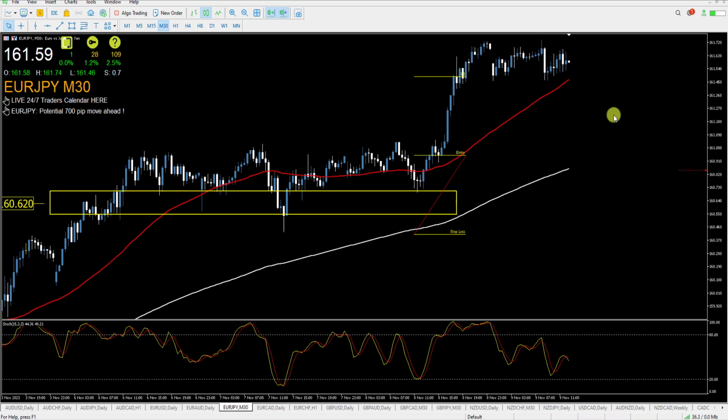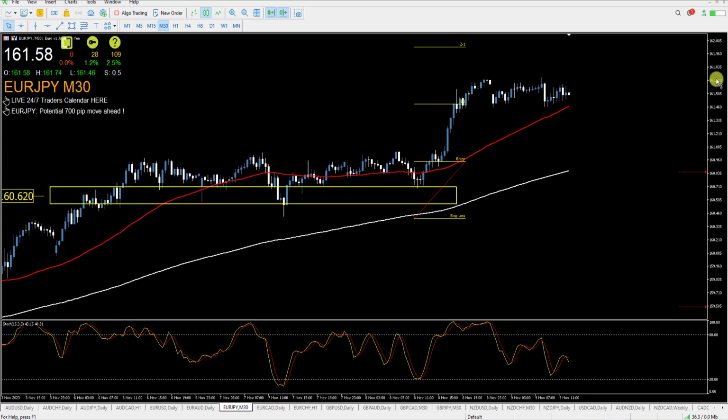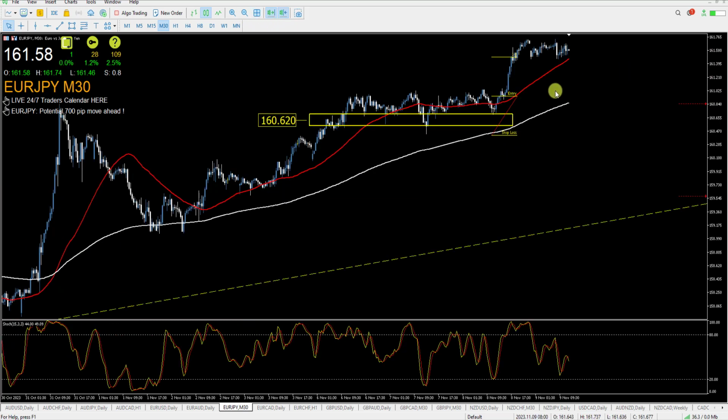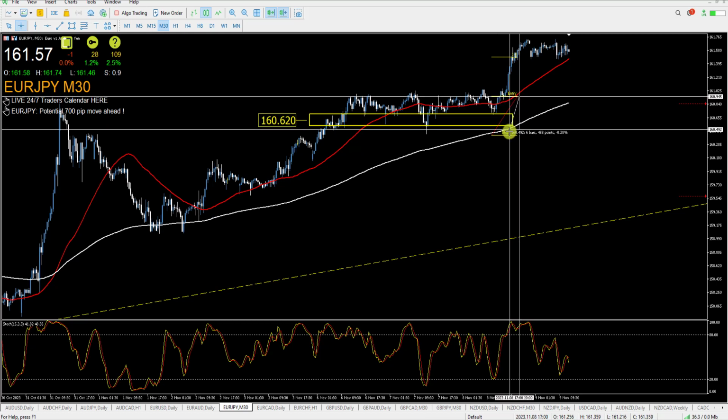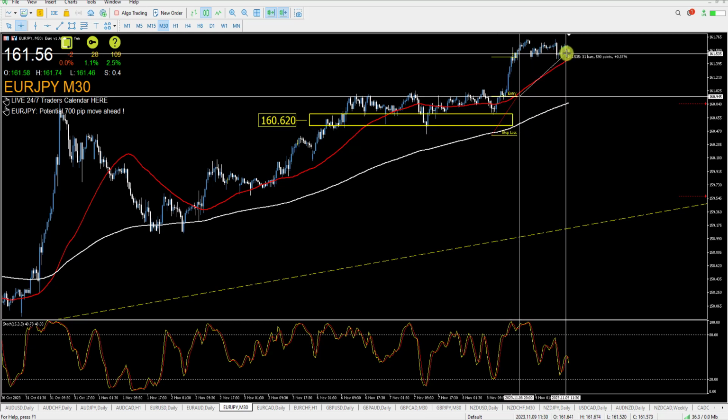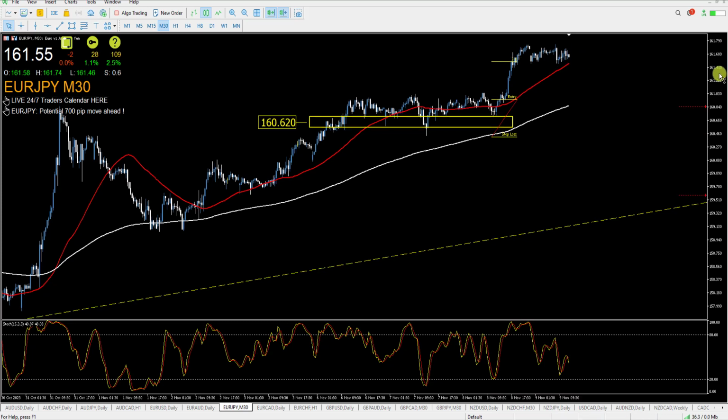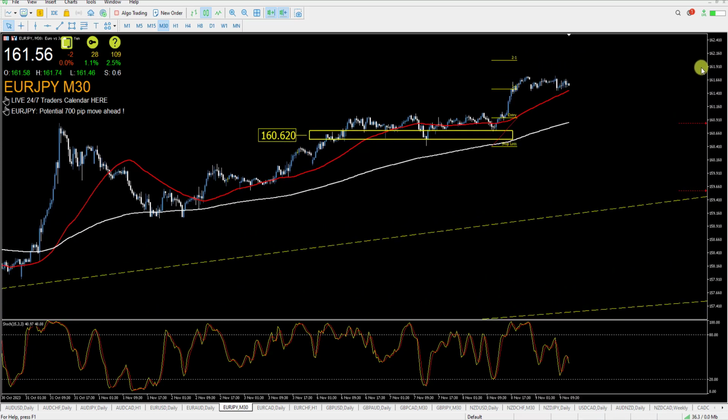So Euro Yen, obviously this was another one we talked about getting long into. If you did get long into this market above this moving average here, above this 50 MA, you would have been with your stop loss below the swing low at 50 pips. Currently about 60 pips to the upside there, looking to see this one move higher.